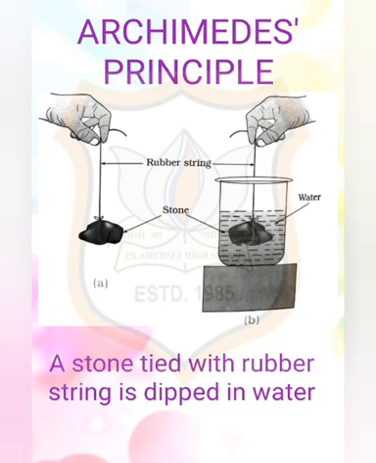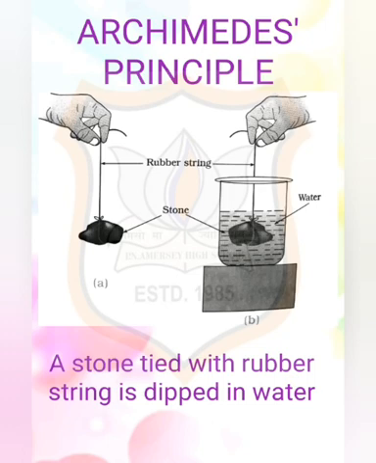Our observation will be that the elongation of the string in case B, the second figure, is less than that in case A, the first figure. Here, the elongation of the string decreases when the stone is dipped in the water due to the upward force exerted by water on the stone. So, what is Archimedes principle? When a body is immersed fully or partially in a fluid, it experiences an upward force that is equal to the weight of the fluid displaced by it.